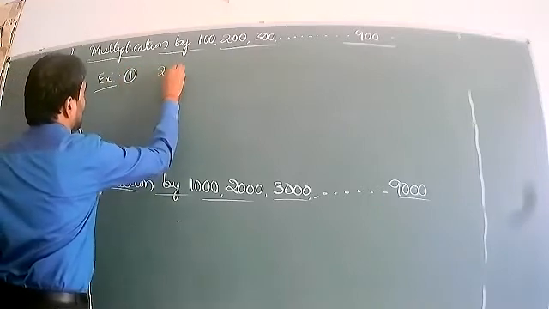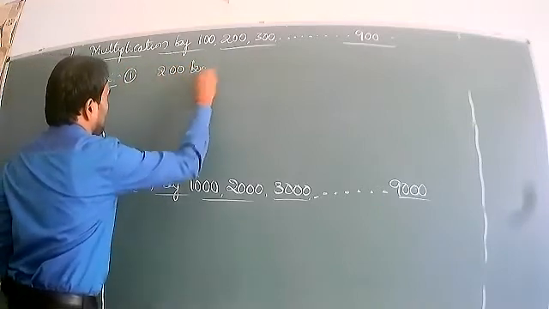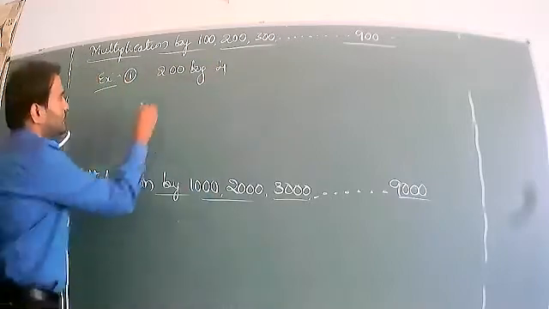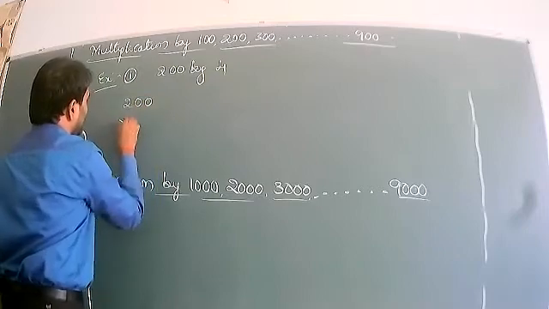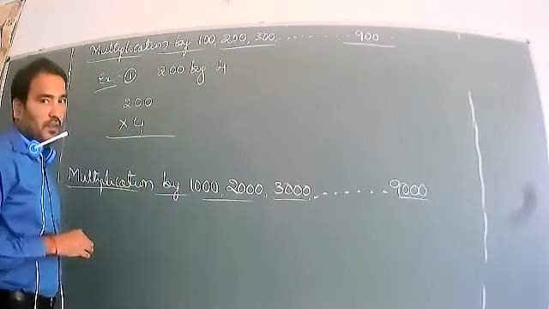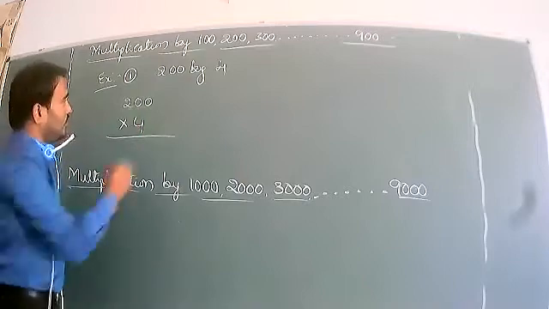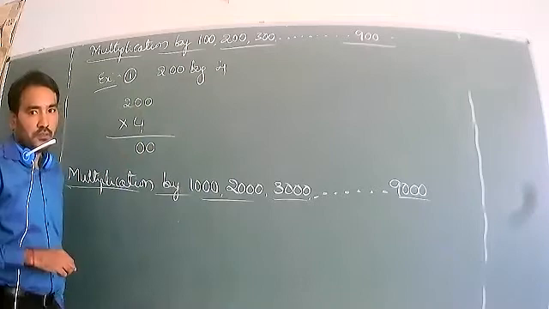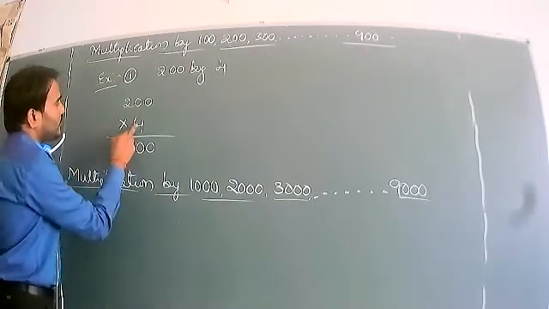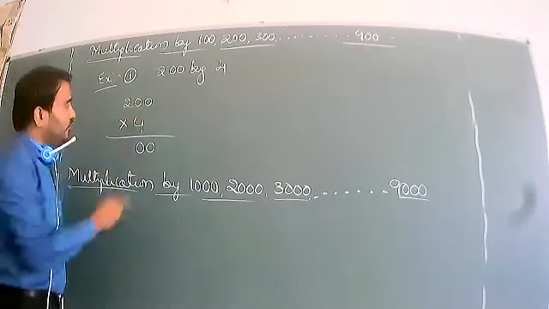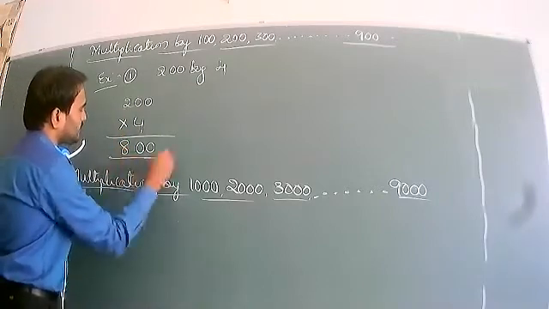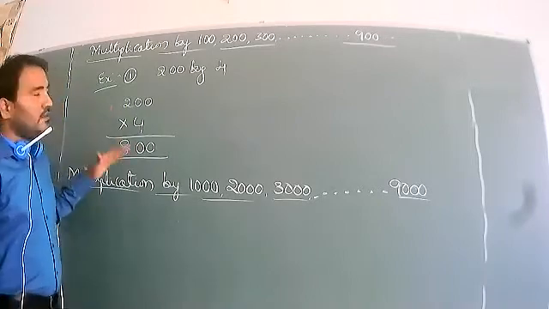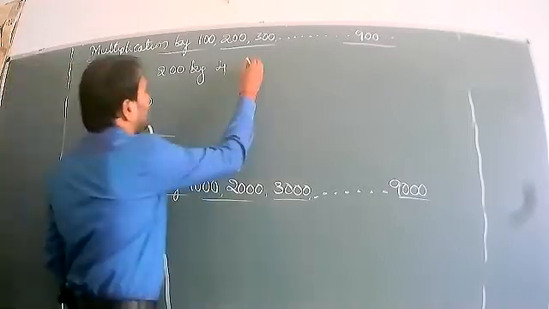Okay, 200 by 4. We can multiply 200 into 4. First, how many zeros are there in the upside? 1, 2. First we put 2 zeros. Then multiply only the numerals, 4 into 2, 4 twos are 8. This is the answer. So we can directly multiply the numbers. Next, we go to the second example.